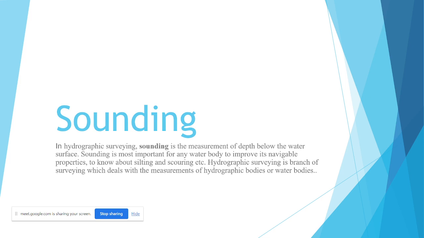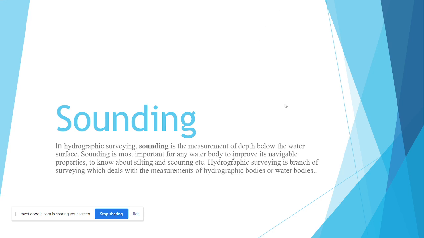Let's see what sounding is. Sounding, in simple terms, is the measurement of depth below the water surface. Sounding is most important for any water body to improve its navigation properties, and to know about silting and scouring. Hydrographic surveying is a branch of surveying which deals mainly with water bodies, that is lakes, oceans, and even seas.